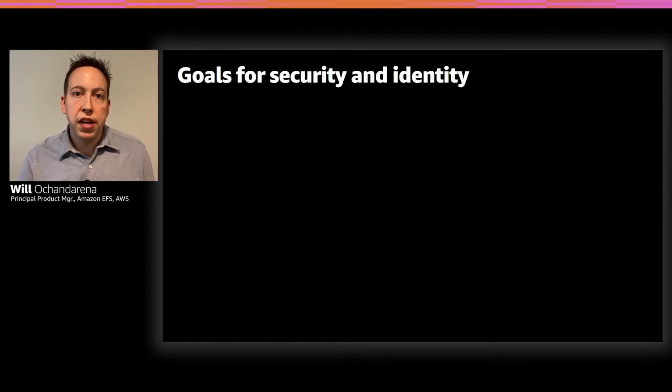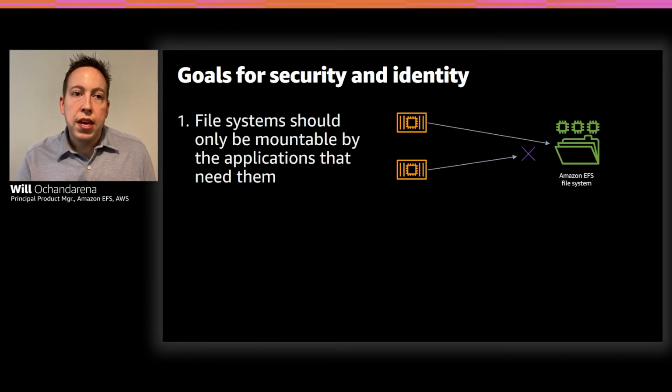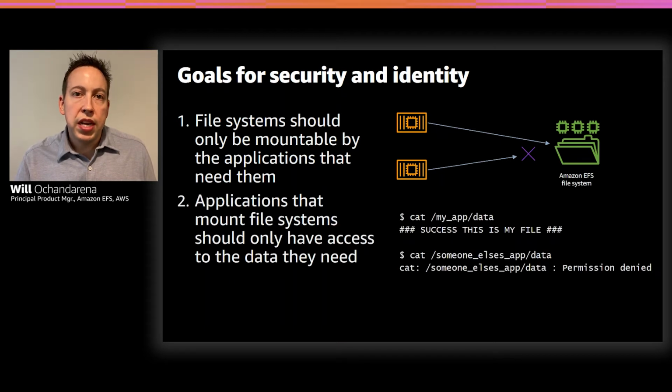So for security and identity, most customers have two core goals. The first goal is to ensure that their data or their file systems is only accessible from the applications that need it and not those that don't. The second goal is whenever you have a shared file system, you want to make sure that your applications have access to the data that they need, but not access to data they don't. So in the first case, it's access to whole file systems. In the second case is how do you make sure that data within a file system is properly authorized to applications.